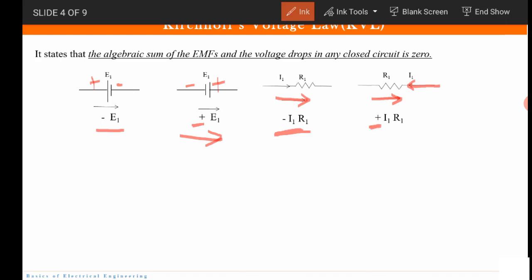So if we are moving in the same direction as that of the current, we take the voltage drop to be negative. If we are moving in the opposite direction to that of the current, we take it to be positive. Fine.